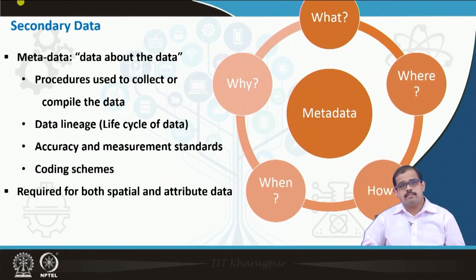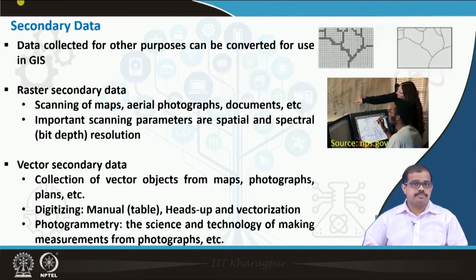So, it has to be required for both spatial and attribute data. So, metadata is available separately for both spatial and attribute data. So, look at both of the, look for both metadata in your secondary data. Without metadata, do not use a secondary data. So, that would create problems in your data model.